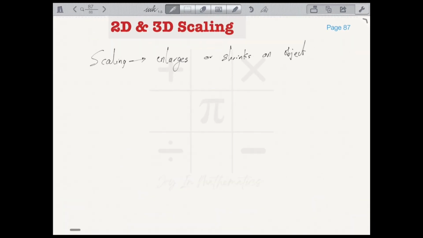We have learned translation. Now let us learn scaling. And we know that scaling enlarges or shrinks an object. So let's say, for instance, I have a point (0, 1), and I want to scale this by 2 units. All right, scale by 2 on the x and scale by 2 also on y.